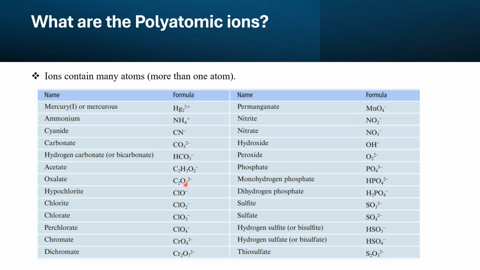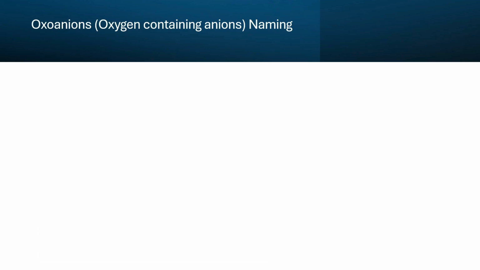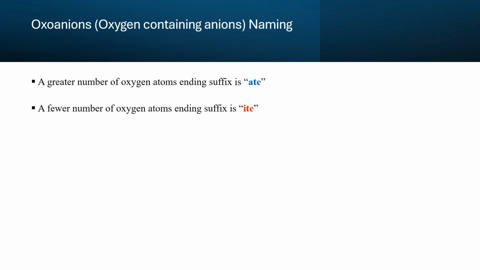Let's talk about oxalate. Oxalate contains 2 carbons and 4 oxygens. This is one whole unit. For this unit, charge is 2-. The oxoanions, or what we call oxygen containing anions. In the previous polyatomic table, there is a pattern of naming by adding ate and ite suffixes.